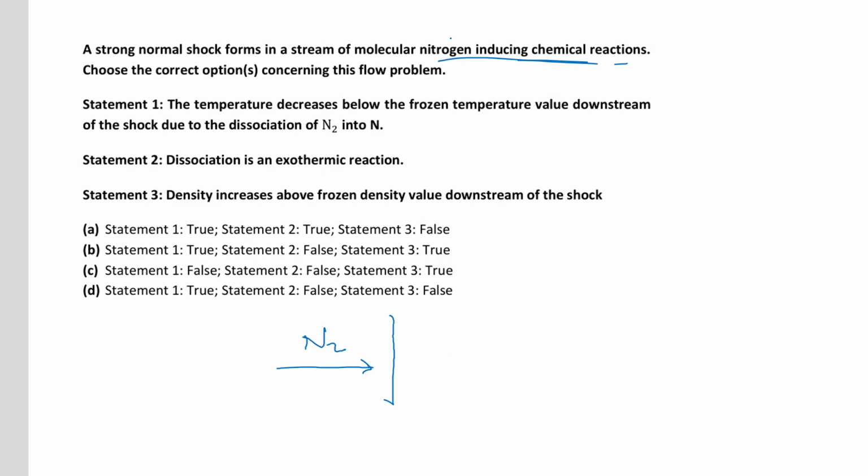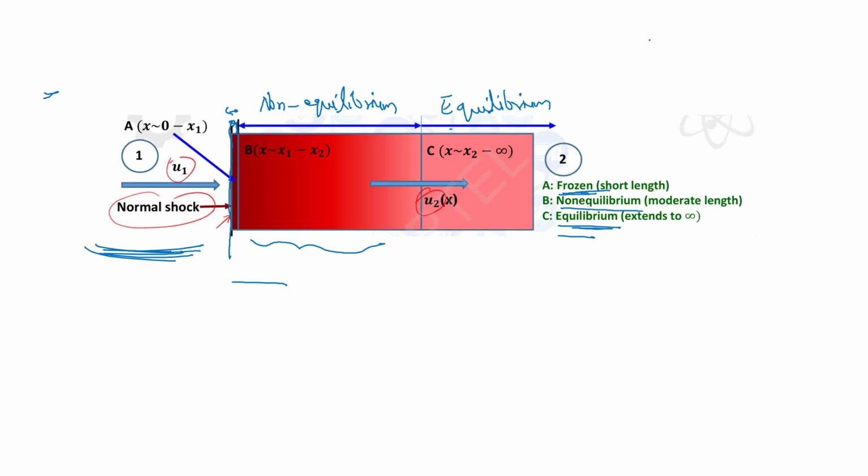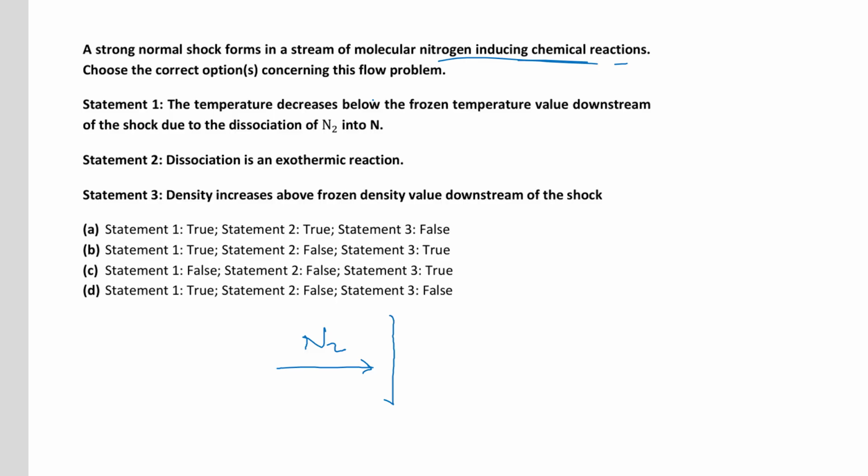Here also, let's say this is the shock front. So one flow is passing through a shock front. What happens there? We'll see first its temperature. Due to the shock wave, its temperature will increase to the frozen temperature for a very small distance. After that, for a very short distance it will remain frozen, then it will go into non-equilibrium.